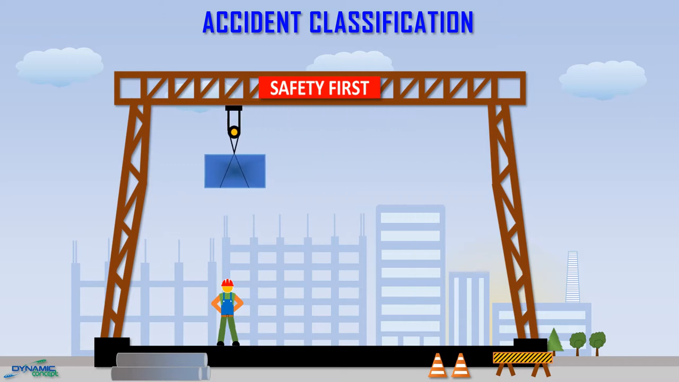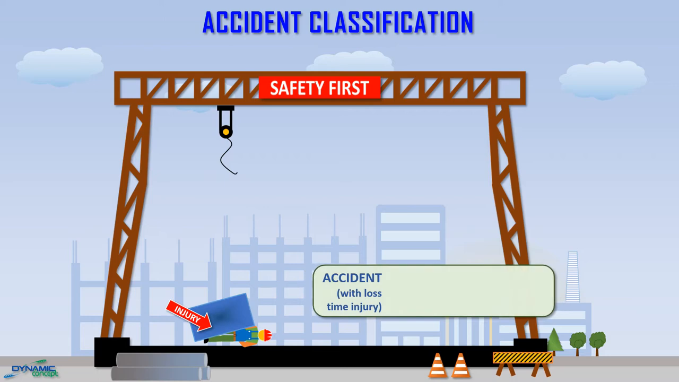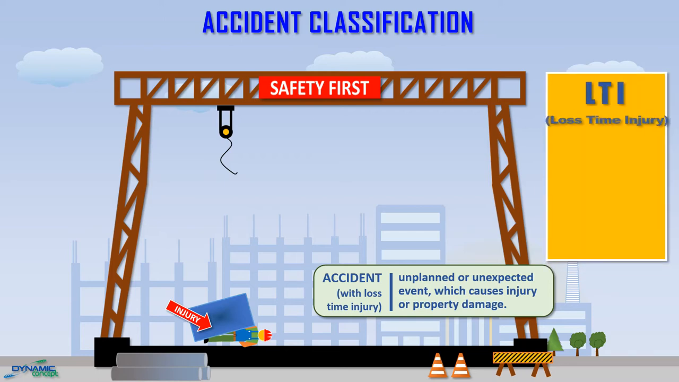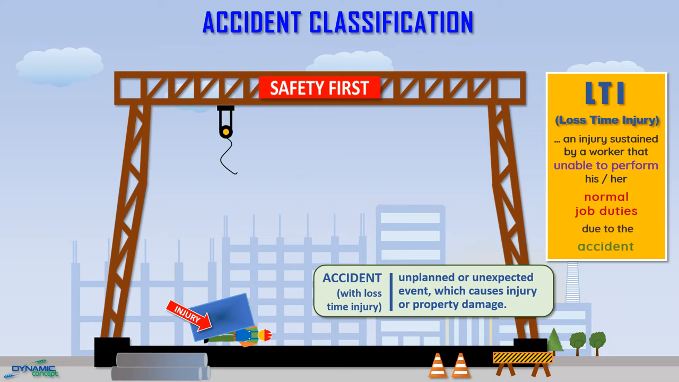An accident is any unplanned or unexpected event which causes injury or property damage. Accidents may involve lost time injury, or LTI. This simply means the number of days the worker cannot work due to the injury. LTI also includes the number of days the worker is unable to perform his or her normal duties after returning to work.